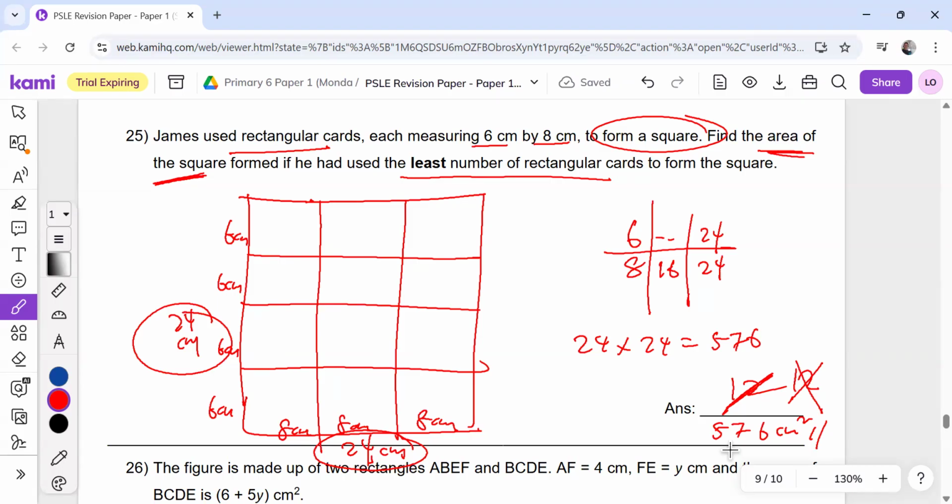Okay? And this is a PSLE question. All right, got it? Shirley, any question? Do you get 12 or do you get 576? Okay, but now you know how to do already. So it's about finding common multiple.